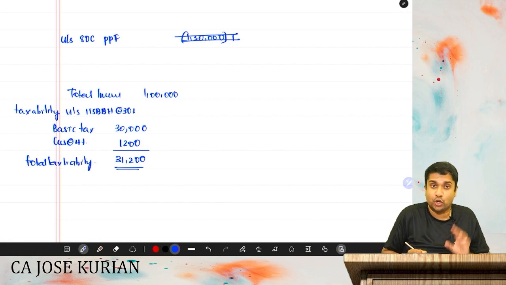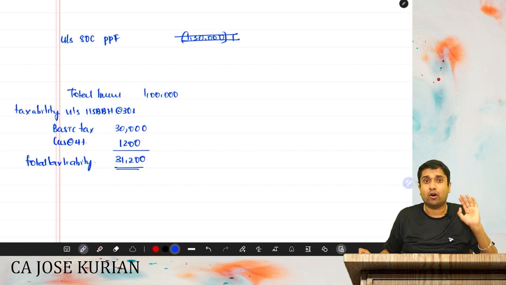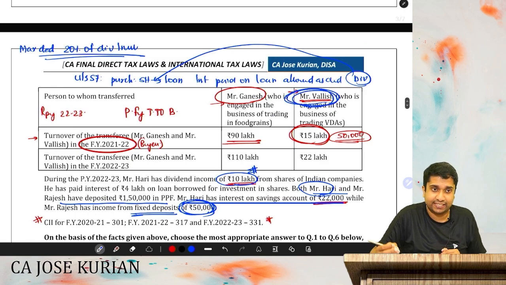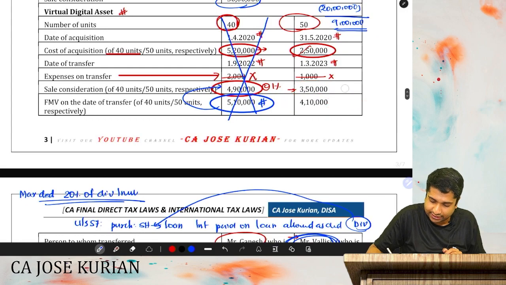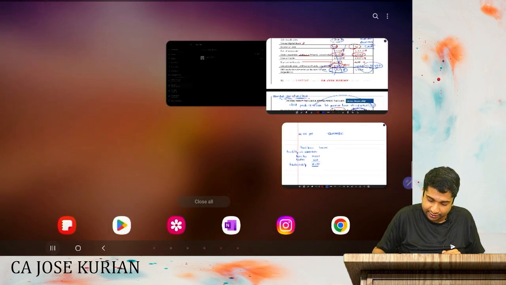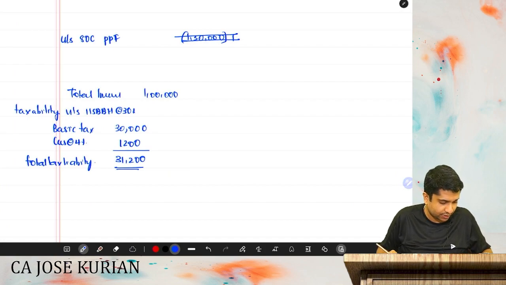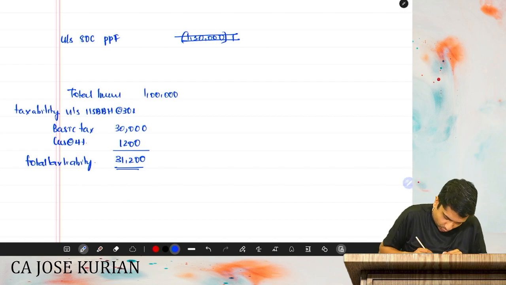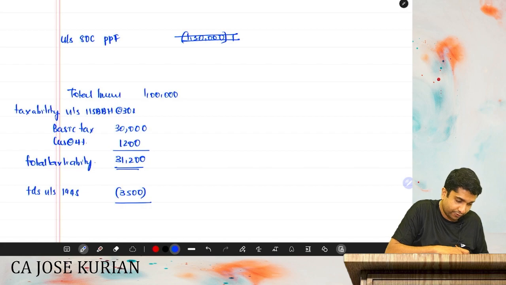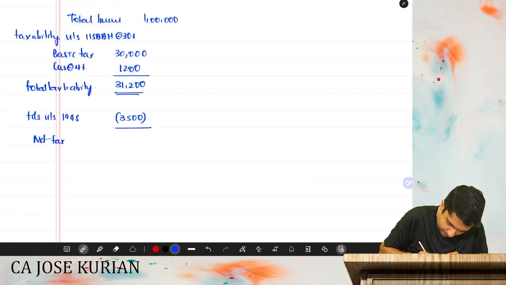Now, is this the net tax liability? No, because from this total tax liability, his buyer has already deducted TDS. Hope you remember. So when you go back to the question, Mr. Wallish has deducted TDS. And how much is the deducted TDS? The full value consideration was 3,50,000. Under section 194S, the rate is 1%. And hence, Wallish would have deducted TDS at 1% on this 3,50,000. So 3,50,000 into 1%, and that will be 3,500 rupees. So TDS under section 194S will be 3,500 rupees. So after this TDS, 31,200 minus 3,500, how much is the net tax payable? The net tax payable shall be 27,700.